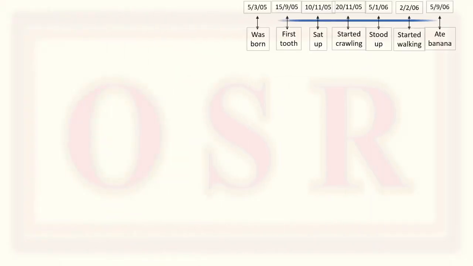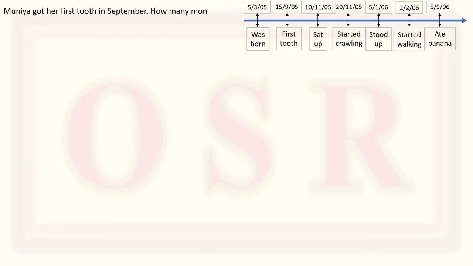Okay, we are putting back Munia's timeline from the previous page to answer these questions. Now Munia got her first tooth in September. How many months old was she then? How many months have passed from March to September?